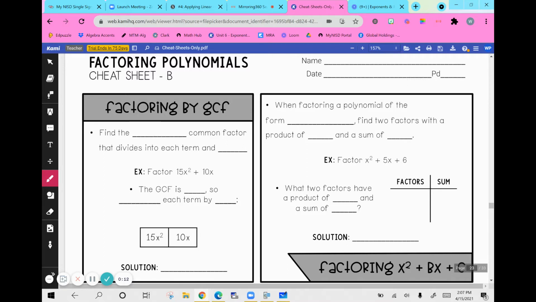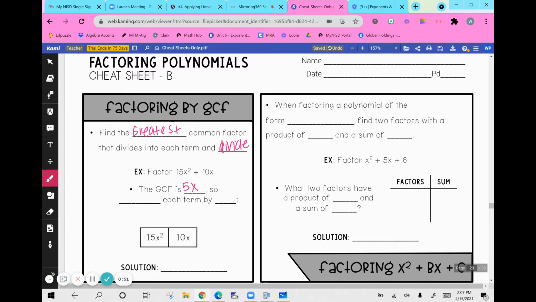To factor by GCF, we're going to find the greatest common factor that divides into each term, and then we divide. So if we wanted to factor 15x squared plus 10x, we have to decide what 15 and 10 have in common. I always start by looking at the coefficients, and I can see that 15 and 10 have a 5 in common, okay? And then I'm going to look at my variable terms. So I have x squared and x. Well, they have an x in common, so my GCF is 5x.